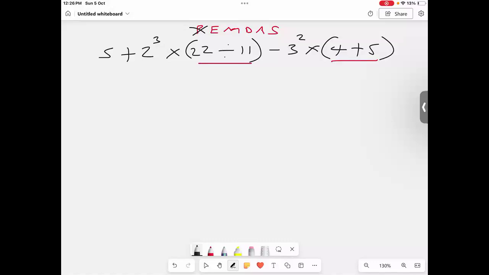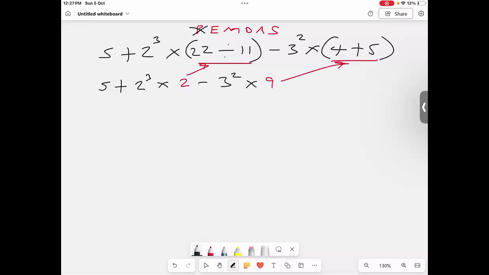Baby steps, let's go. 5 plus, pardon me. Okay, so 5 plus, I'm going to write down my 2 cubed. I'm not ready to work it out as yet. I know the answer is 8, but I'm going to wait. So 2 cubed times 22 divided by 11, that's 2. All right, we're going to minus 3 squared times, I'm going to work out 4 plus 5, that's going to be 9. All right, nice. So we've worked out those two parts. This is the answer for that. That is the answer for that.